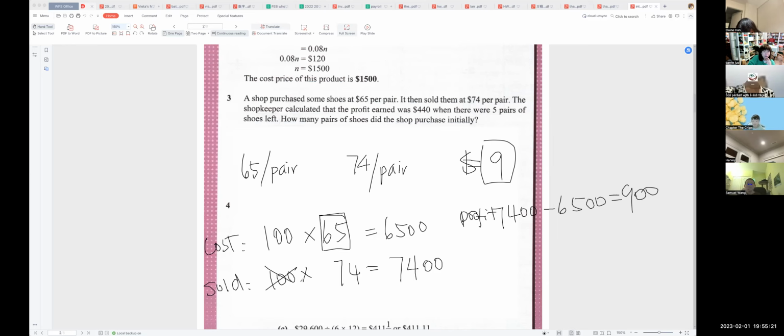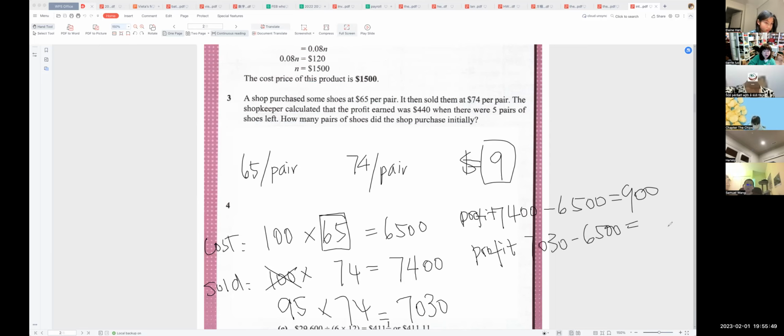But let's calculate it. Now, actually, 95 pairs have been sold. Okay, so I'm going to use the calculator, okay? So 95 times 74 equals 7,030. Okay, everybody. So you can see now the profit became what? 7,030 minus 6,500 is... the profit is only what? $530. Get it, everybody? Because there are 5 pairs of shoes not being sold, the profit is dropping.